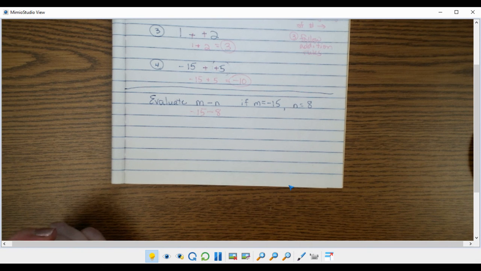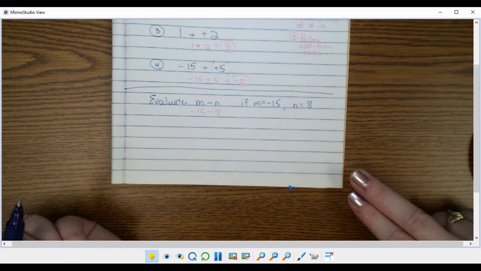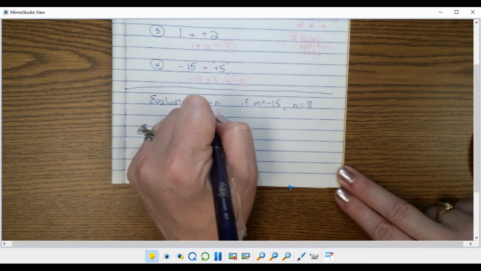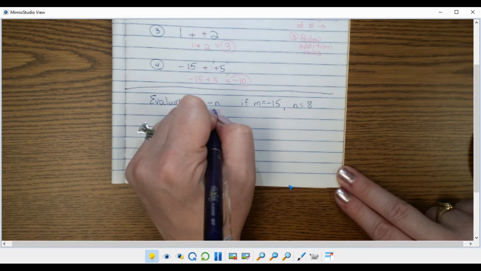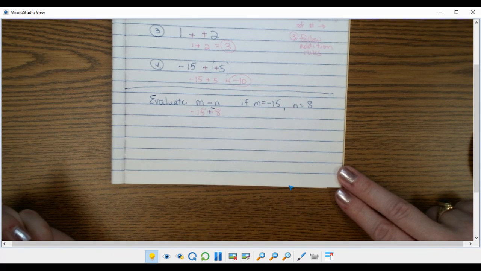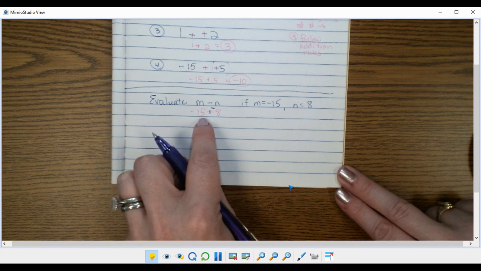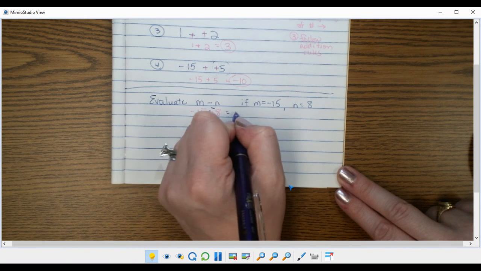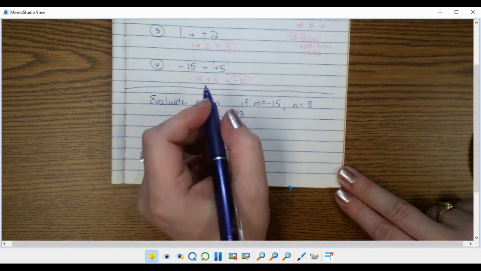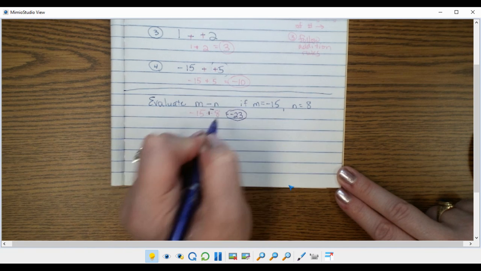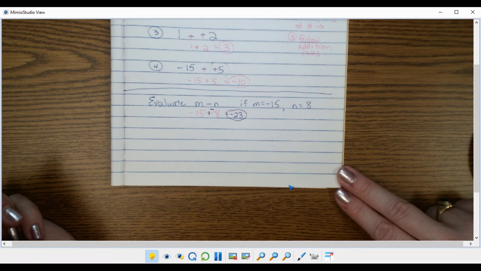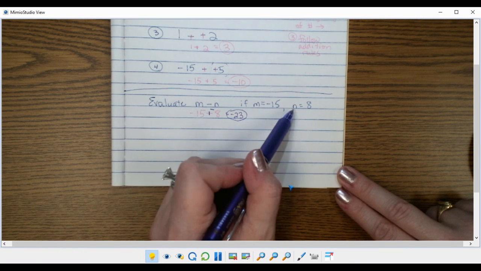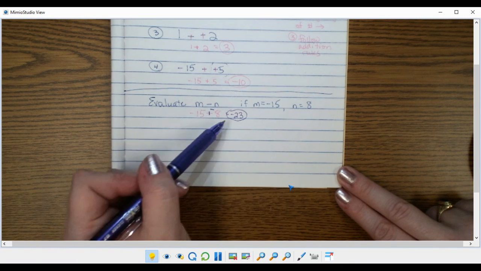All right, so it's a subtraction problem, and I'm not a big fan of subtraction. Let's change it. So I'll change this to addition, immediately change the number after it to the opposite. It was positive, now it's negative. And then I'll use my addition rules. Are they the same or different? They're the same. So I'm going to add 15 plus 8 is 23. And I'll keep the sign since they were both the same color. So my expression, when these conditions apply, equals negative 23.